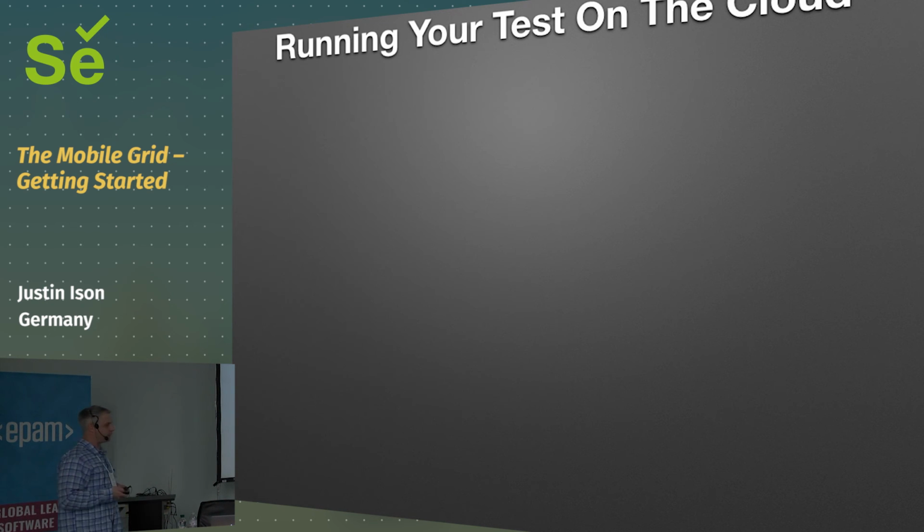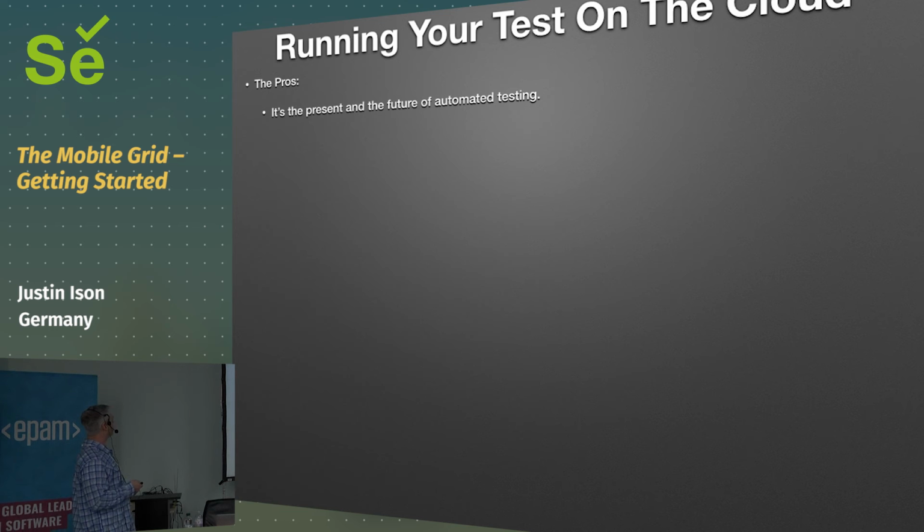So you have a couple options when you run in parallel. You could run your tests on the cloud, and then I'll go through the pros and cons of doing that. So the pros are, it's definitely the present and it's the future of automated testing. As where the server-side world's going, everything's going to the cloud, like AWS, Azure, Google Cloud. So eventually all your tests will be there as well. And it's going that direction now.